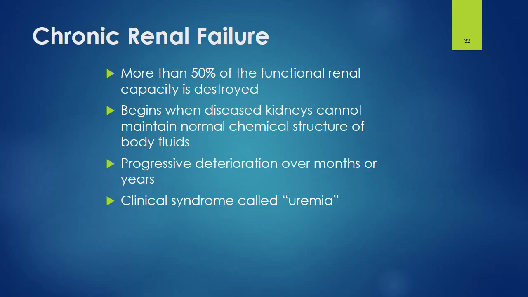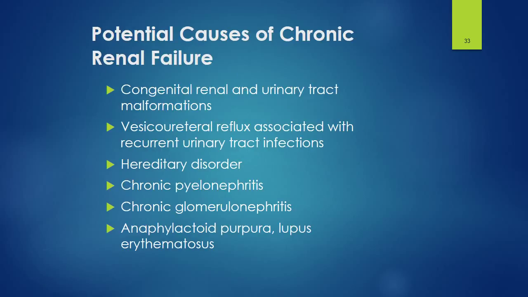Chronic renal failure usually occurs when more than 50% of the functional renal capacity is destroyed. It begins when diseased kidneys cannot maintain normal chemical structure of body fluids. There is a progressive deterioration over months or years until it develops into the clinical syndrome called uremia. Potential causes of chronic renal failure include congenital renal and urinary tract malformations, vesicoureteral reflux associated with recurrent urinary tract infections, hereditary disorders, chronic pyelonephritis, chronic glomerulonephritis, anaphylactoid purpura, and lupus erythematosus.